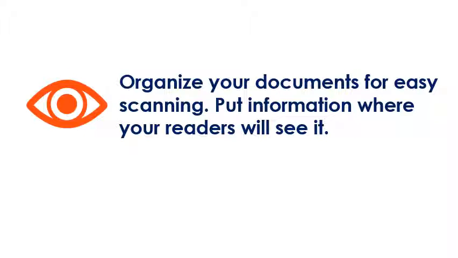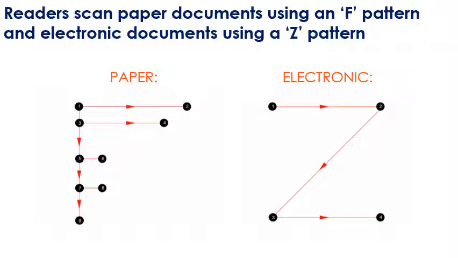Next, let's talk about organizing our documents for scanning, putting information in locations on the page or document where we can be confident that our readers will see it and engage with it. To organize our documents for easy scanning, we need to know how readers navigate and scan different types of documents. And thanks to some research using eye tracking technology, we know just that.